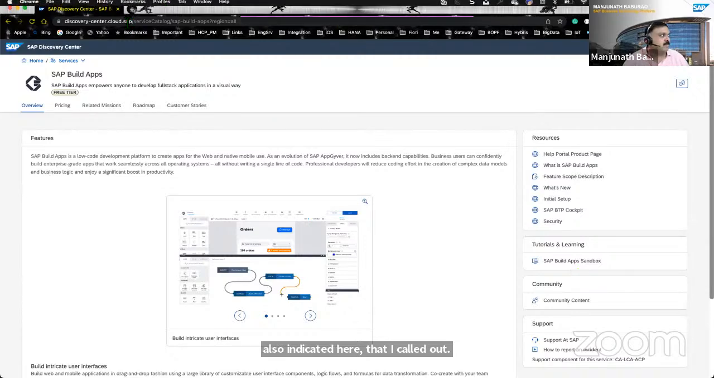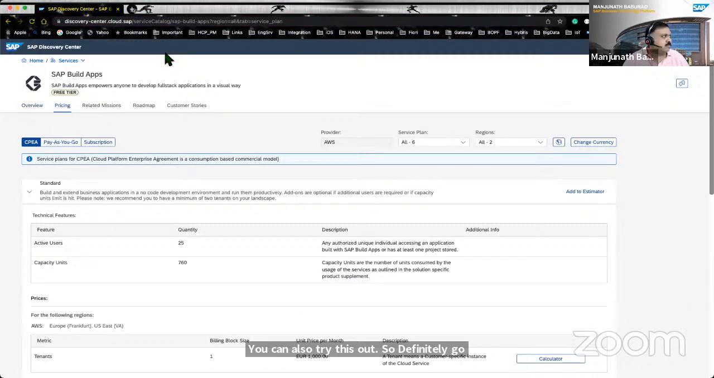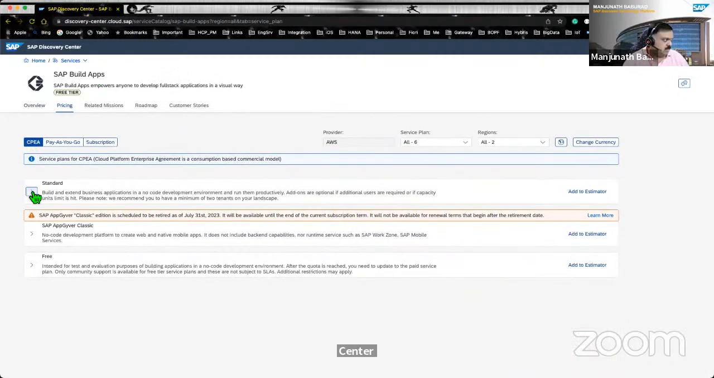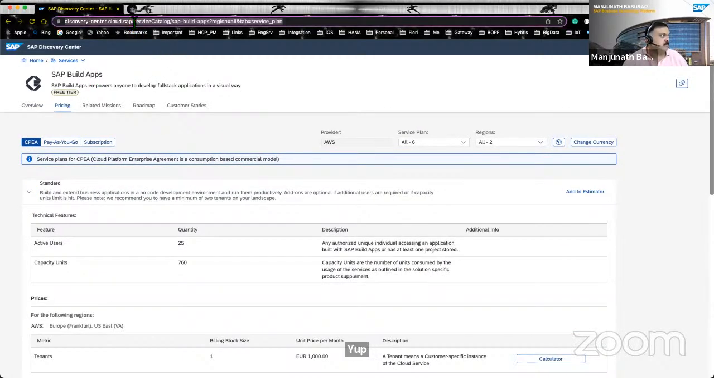Can you just click on pricing? This is something that customers can actually look at. The entire information around pricing and how it is priced beyond your free tier is also mentioned here, in case you want to calculate.